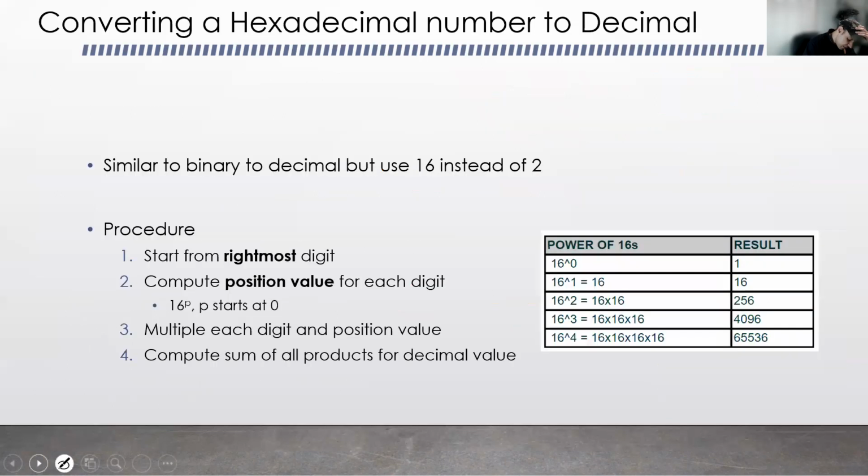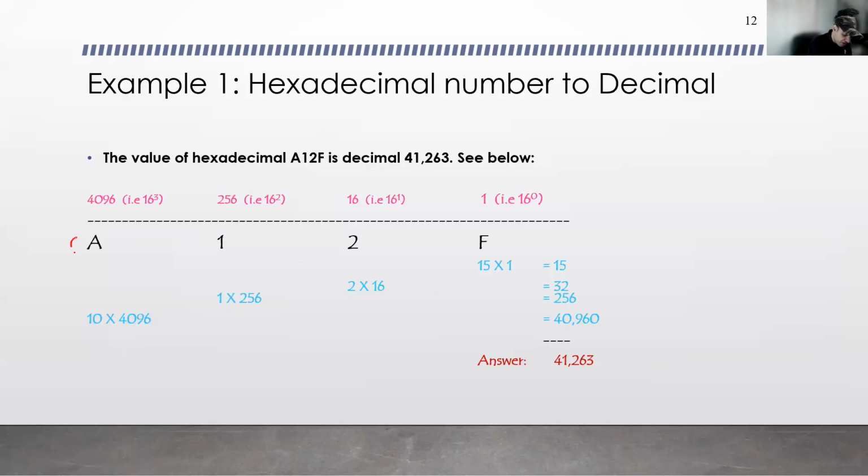Now, how to convert from hexadecimal to decimal and vice versa. That's exactly the same as what we did when converting from binary to decimal. We just multiply each digit with a power of 16, like 16 to the power of 0, 16 to the power of 1, 16 to the power of 2, and so on. Let's have examples. Like this number here, A12F.